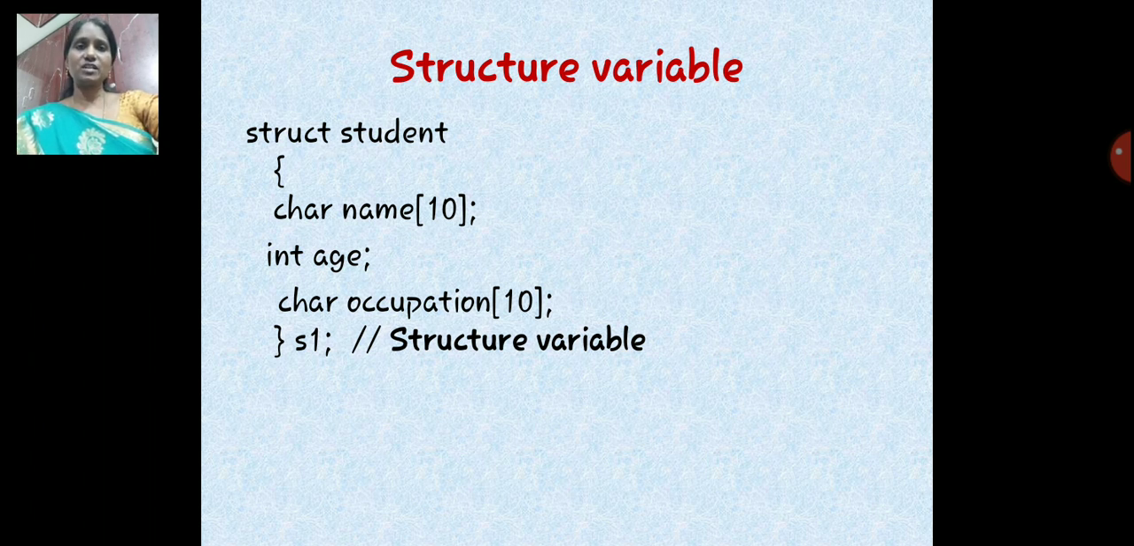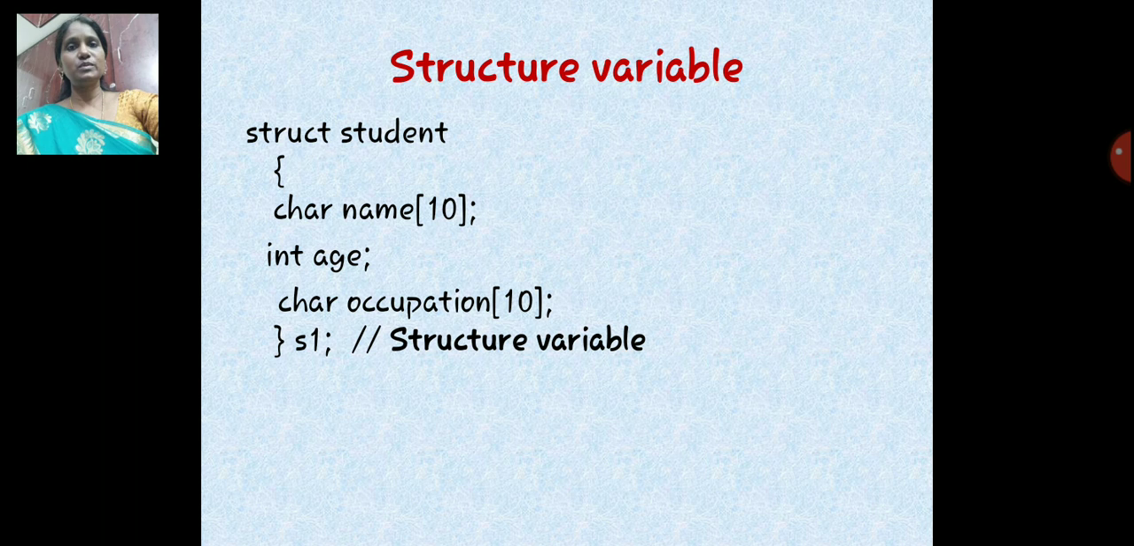See, in this example the structure is student. Inside student we are having three data, which are name, age and occupation, of different data types. After closing the structure, we are creating S1. What is S1? S1 is the structure object. In OOP, we create an object for a class, right? The same way, even for those who don't know OOP, you can understand this. To access the structure data, which is name, age and occupation, we can use this variable S1.